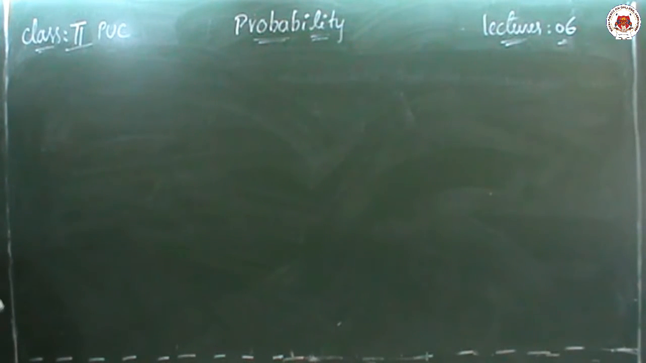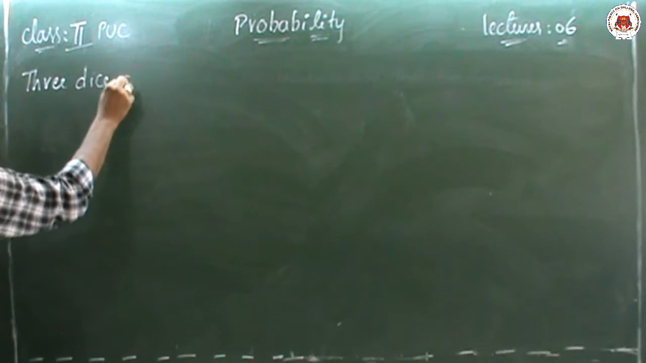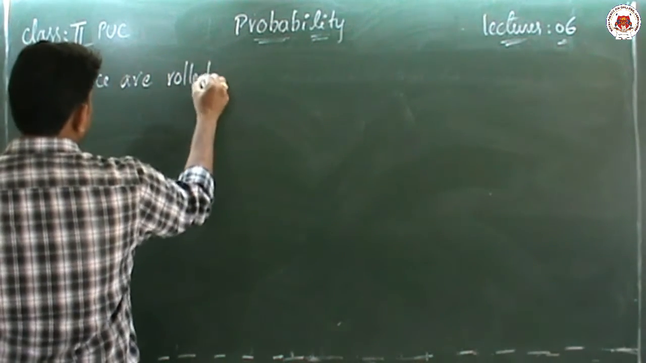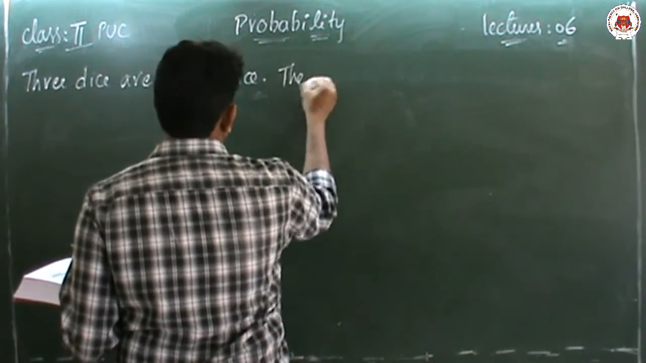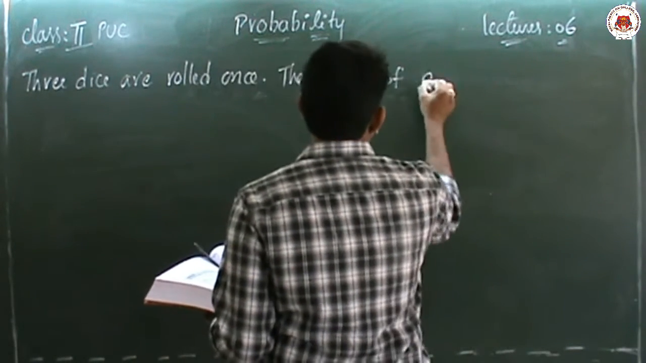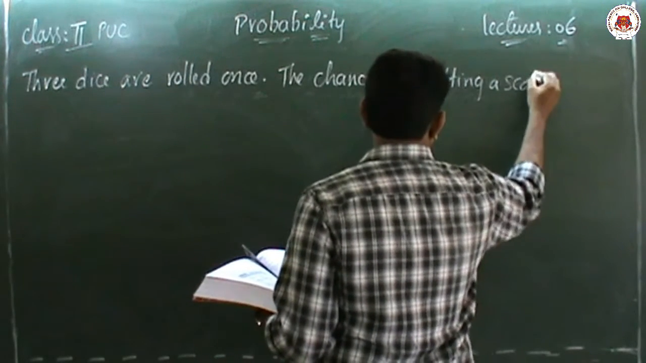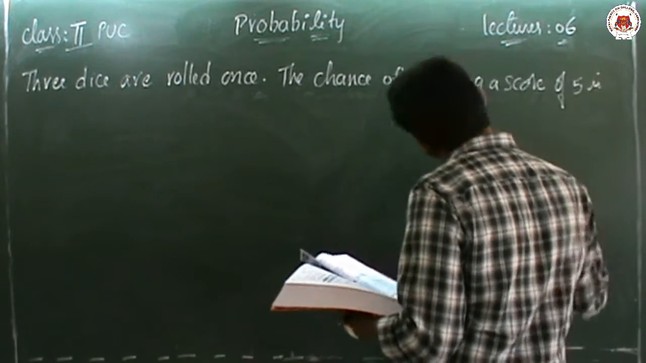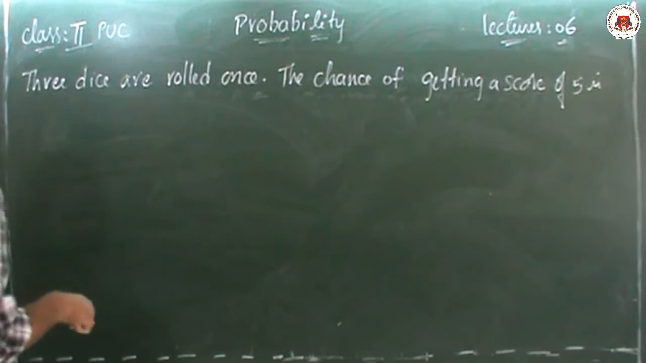The next question is 3 dice are rolled once. The chances of getting a score of 5, same to same model. This was asked in the 2018 exam. He asked this question.